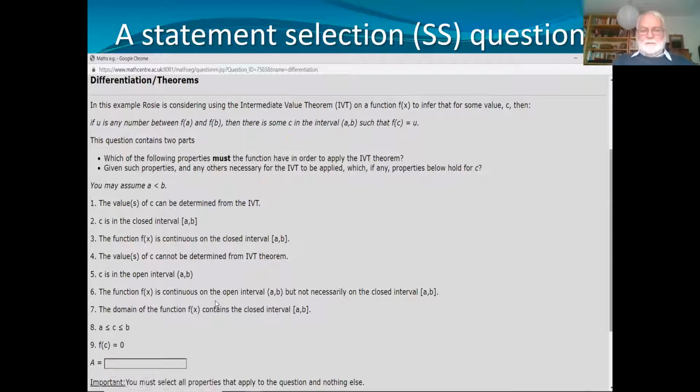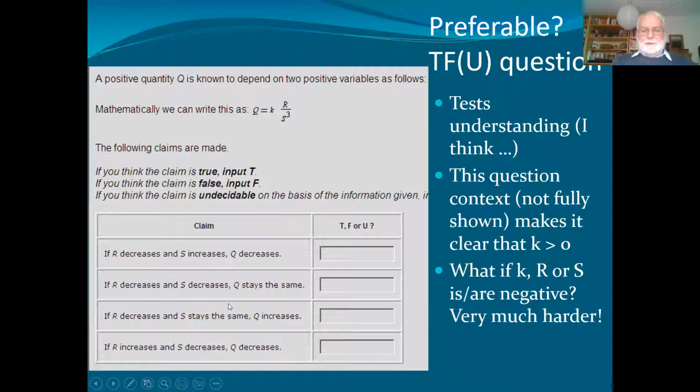So these are quite powerful questions, and really I haven't tested them with real students. I think they will find them extremely difficult to get the marks for this. Here's a true-false question about what happens. It's a bit like pre-calculus. What happens here when R and S increase or decrease? And this is much more challenging if R and S and K can be negative as well. So they really need to understand what this formula is saying.